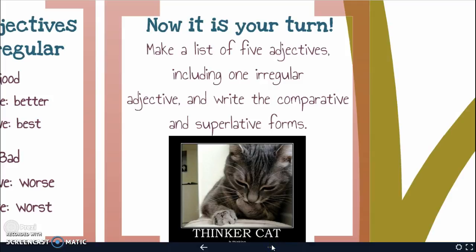So that's it for our review of non-restrictive elements and comparative and superlative. Hopefully you feel ready for your SOL review. Good luck.